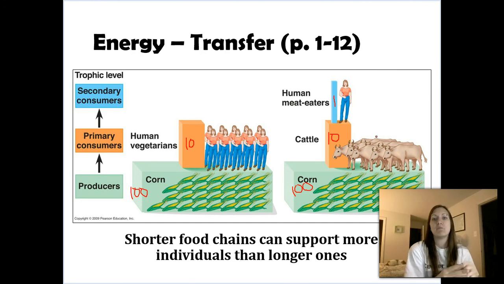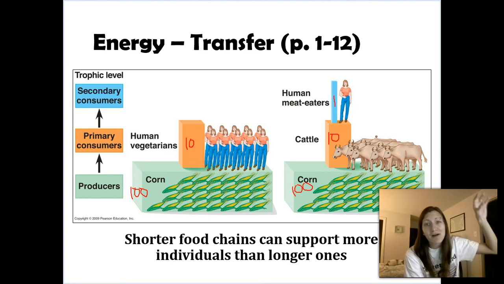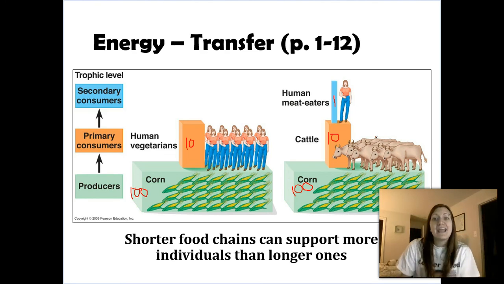More people and more individuals can be fed if you're not all the way at the top. Because if you're all the way at the top, barely any energy is getting to you.